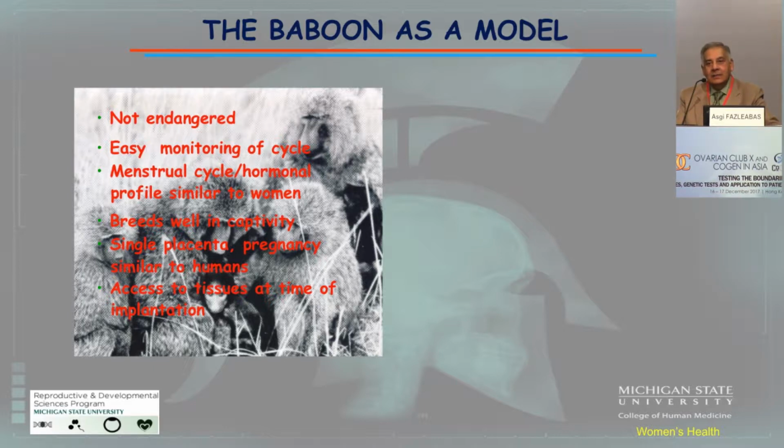And they only have a single placenta, unlike the rhesus macaque, which has a double placenta. So many of the features that you see in early implantation are very similar to what you find in women. So it's an ideal model, besides the fact that it's not endangered. So it's a non-human primate that you can use extensively.